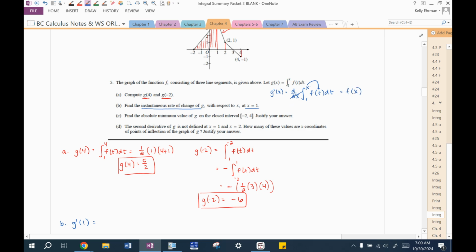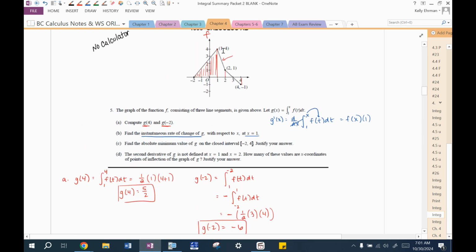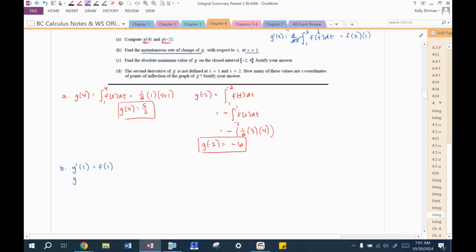And then the reason I'm stressing this point is because I want you to get in the habit of doing this. The derivative of x is 1. If this is x squared, the derivative of x squared is 2x. So that matters. That will come into play at some point in this packet. So g prime of 1 is just equal to f of 1. And f of 1 is equal to 4. So g prime of 1 is equal to 4.